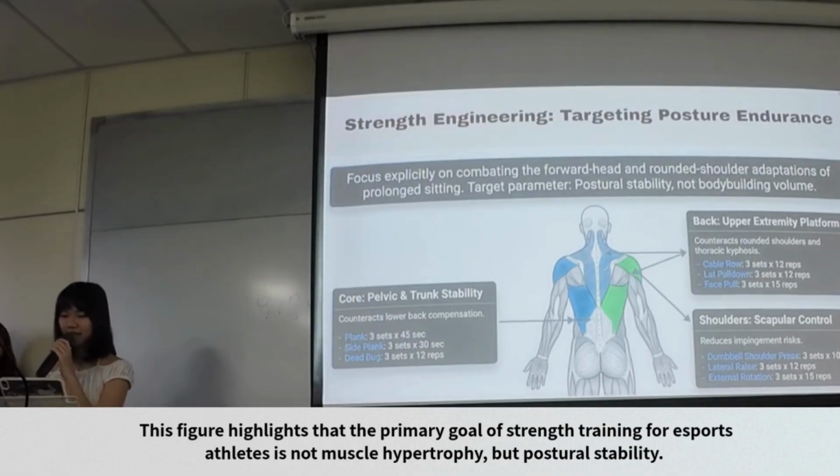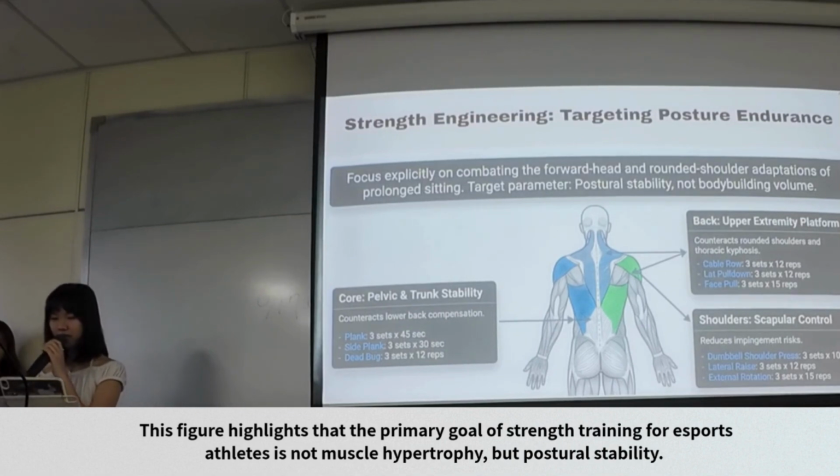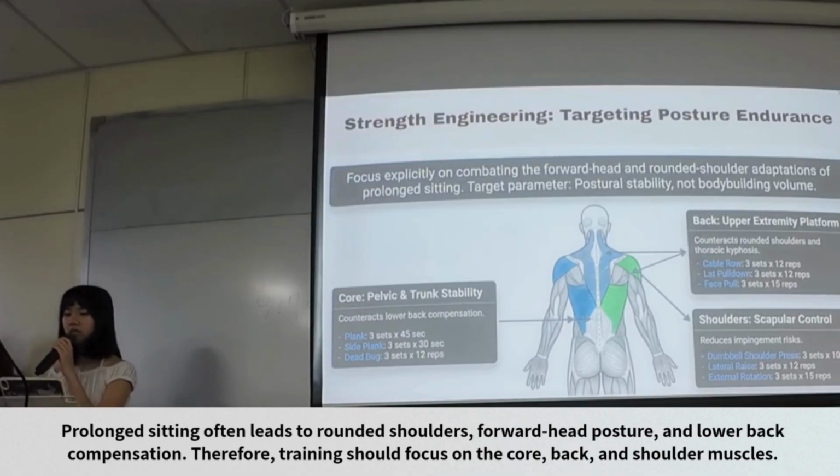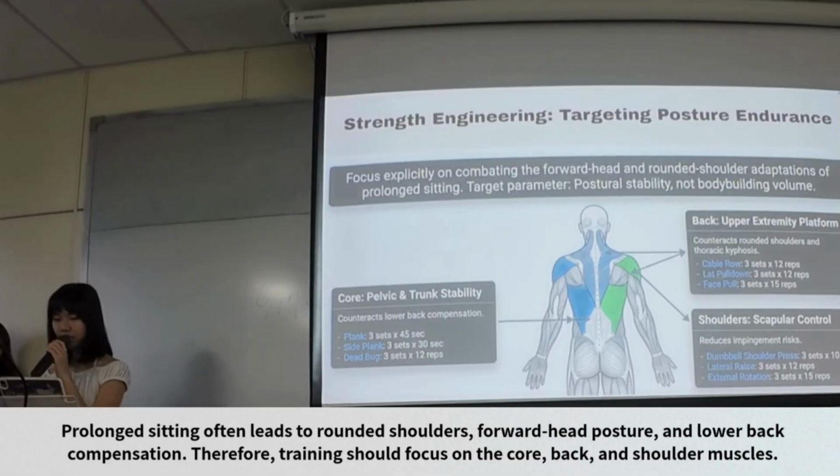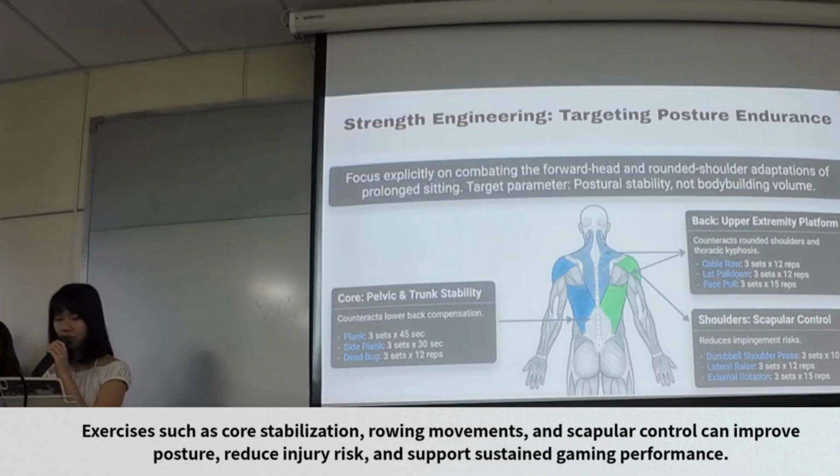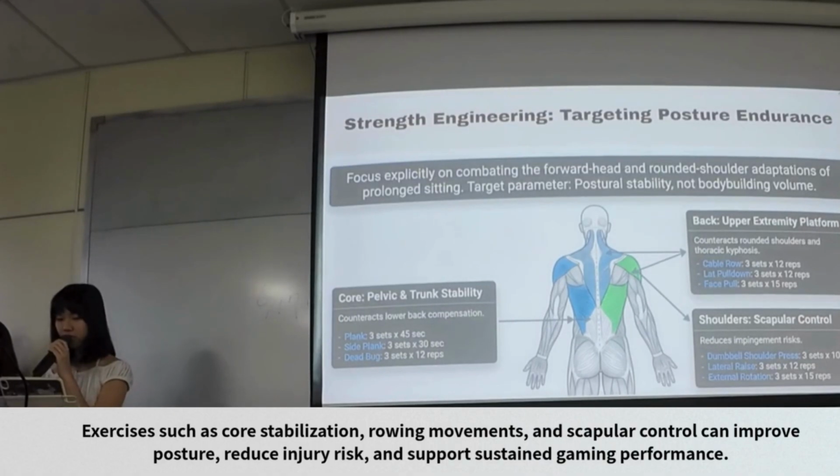This figure says that the primary goal of strength training for esport activity is not muscle hypertrophy, but postural stability. Prolonged training often leads to rounded shoulders, forward head posture, and lower back compensation. Therefore, training should focus on core, back, and shoulder muscles. Exercises such as core stabilization, rowing movements, and scapular control improve posture, reduce injury risks, and support sustained gaming performance.